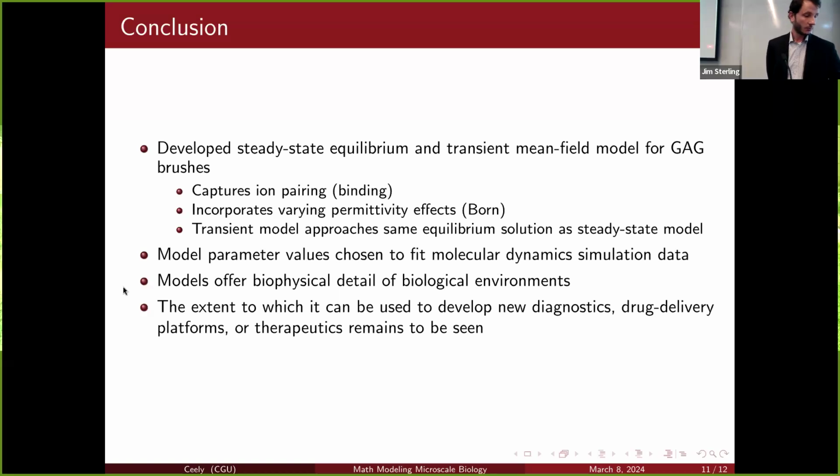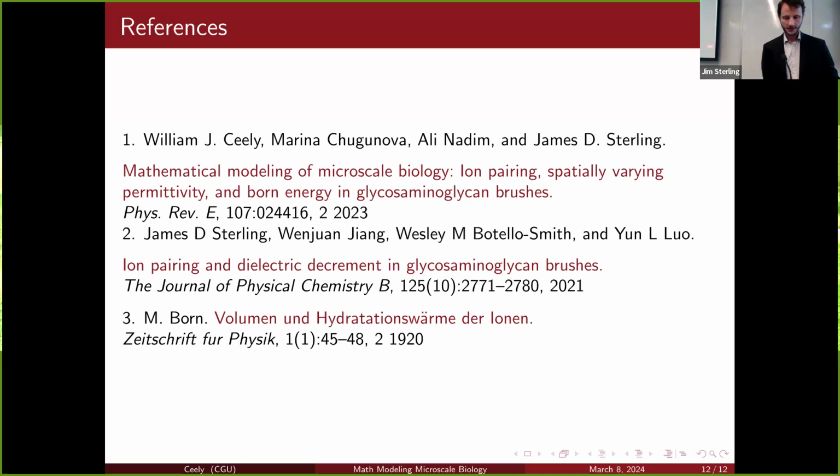And so, hopefully these models can be useful to somebody to some extent in this audience, and give a good biophysical detail of biological environments of interest. But with that, I'll wrap it up here.